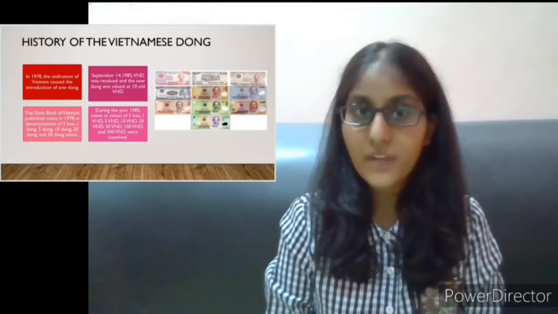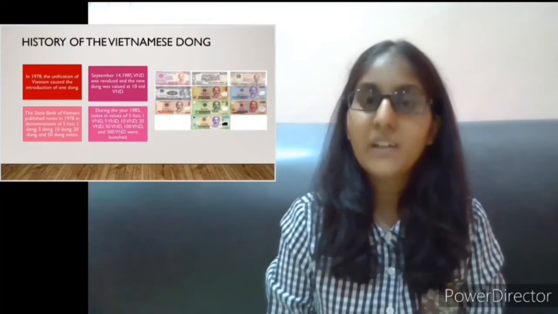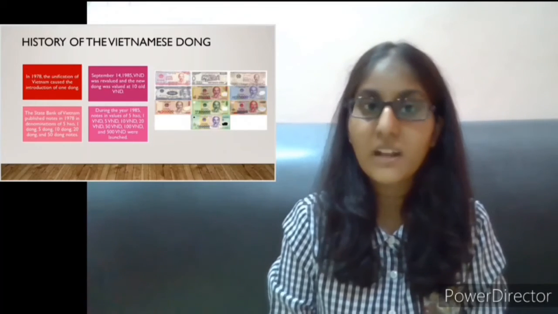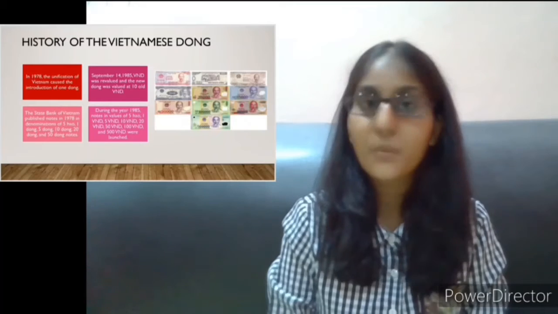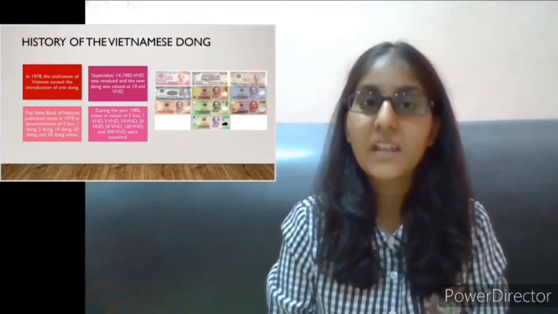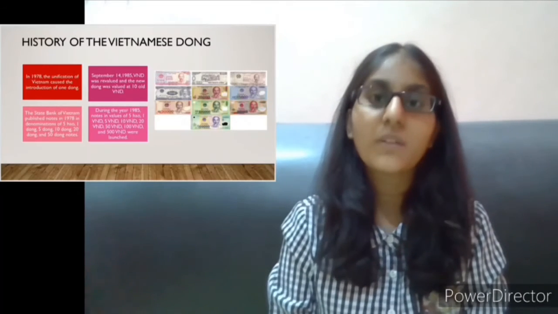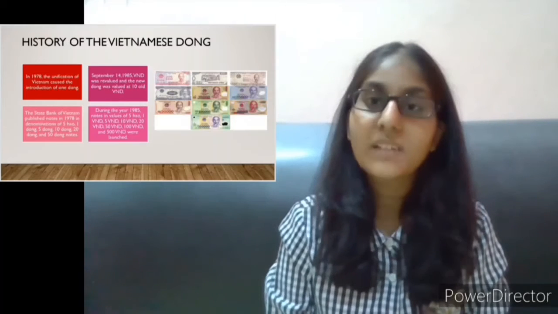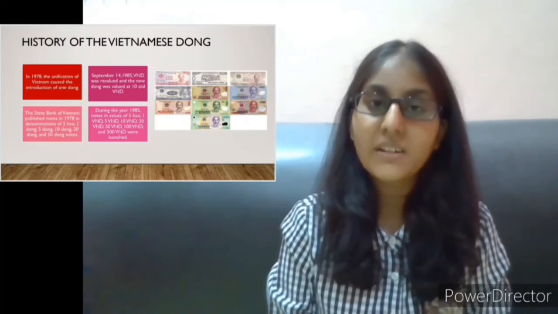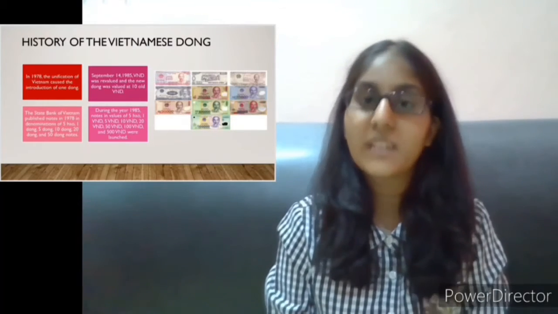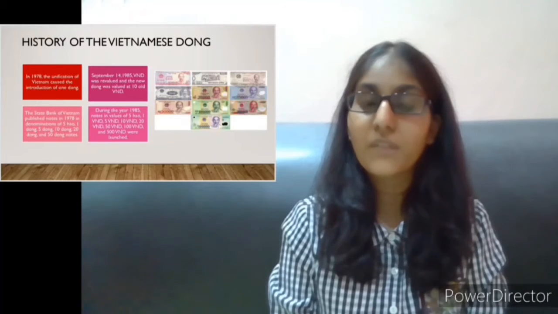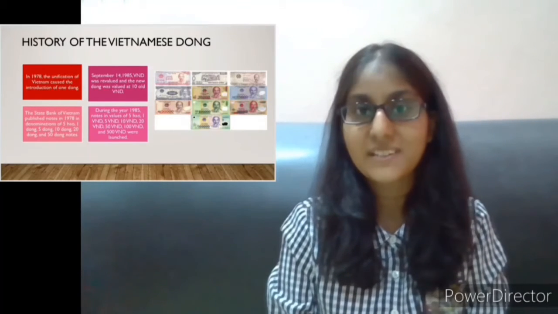During the year 1985, notes in values of 5 hao, 1 Vietnamese dong, 5 Vietnamese dong, 10 Vietnamese dong, 20 Vietnamese dong, 50 Vietnamese dong, 100 Vietnamese dong, and 500 Vietnamese dong were launched. Since inflation was continuing, the initial notes were followed by notes in values of 200, 1,000, 2,000, and 5,000 in 1987, while 10,000 and 50,000 notes in 1990, 20,000 in 1991, 100,000 in 1994, 500,000 in 2003, and 200,000 in 2006. Now, banknotes with values of 500 Vietnamese dong are no more circulated.